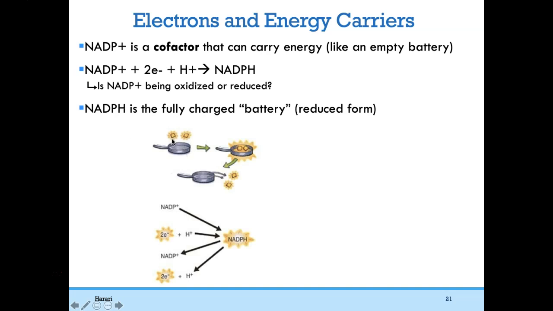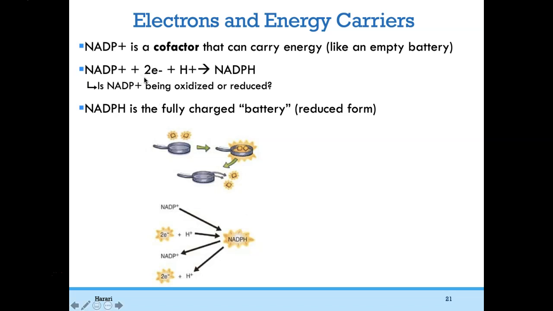So you could think of it as like the hot coals were the electrons. So what we need is a pan to hold them. NADP plus is like the empty pan that can hold on to the hot coals. It can hold on to the electrons, and then it could drop them off where they're needed. That's what NADP plus is doing. It's holding on to the electrons, and it can drop them off later when they're needed.